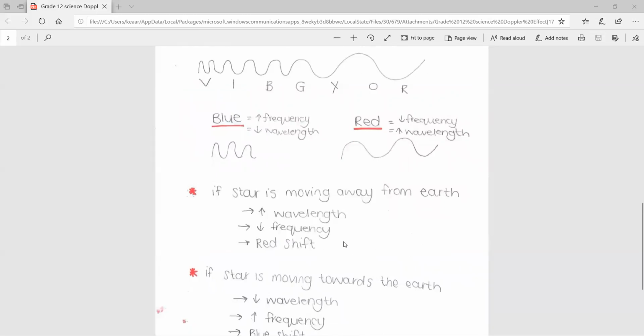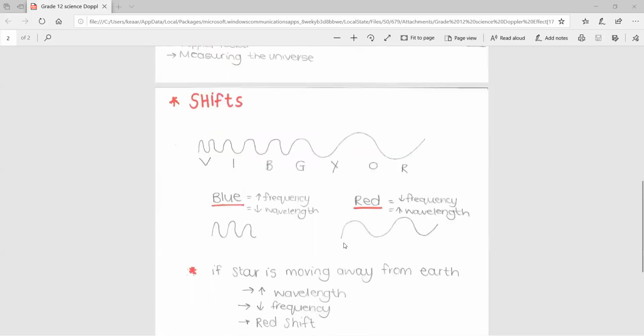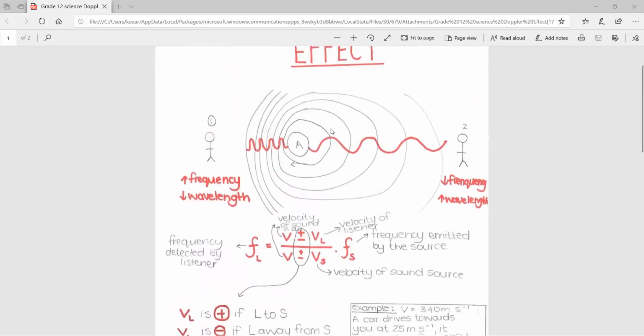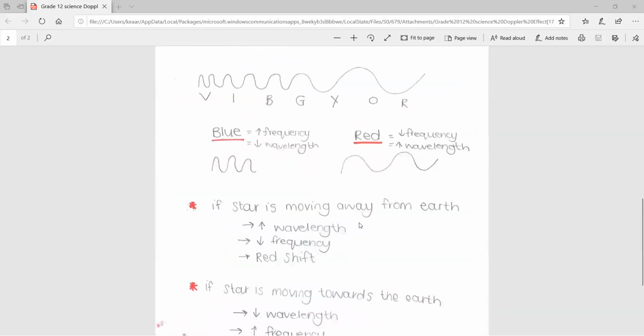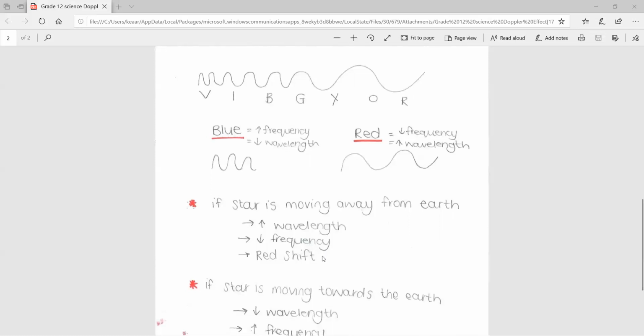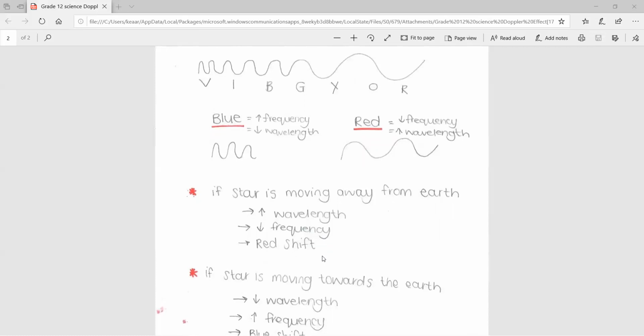So when it comes to the stars and Earth, if a star is moving away from the Earth, so if we go back to this, if this is the star and this is the Earth, the star is moving away from the Earth, so therefore we are having high wavelength, low frequency. That links to the redshift. And therefore, if a star is moving away from the Earth, we experience a redshift.